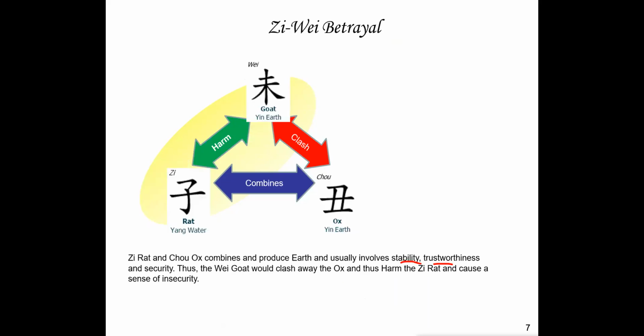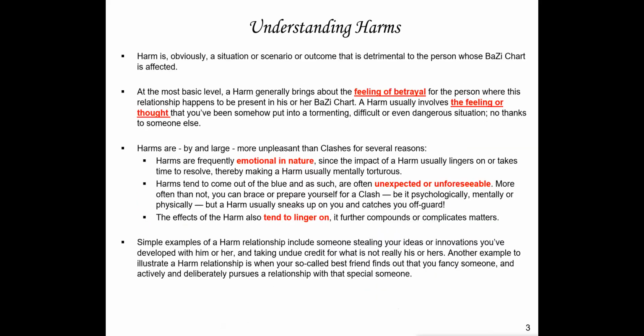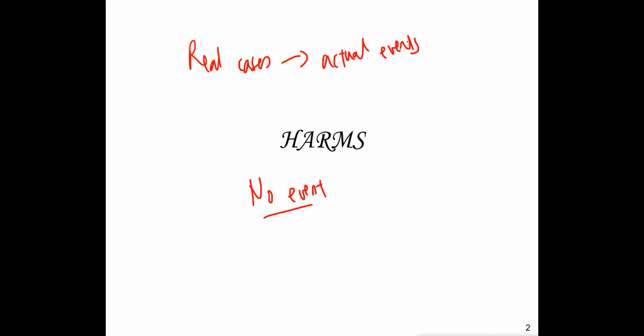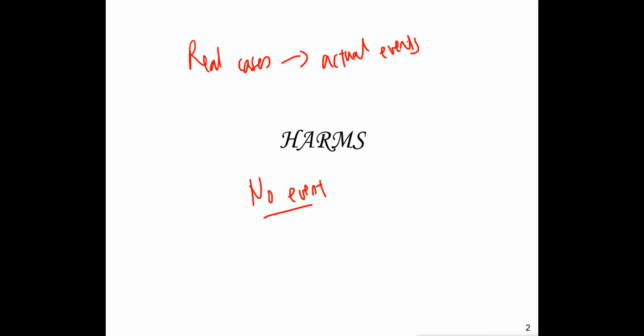All right. So does that mean we don't worry about the harm relationship in our charts? No, we do. We do worry. Harm is sometimes more painful than clash.